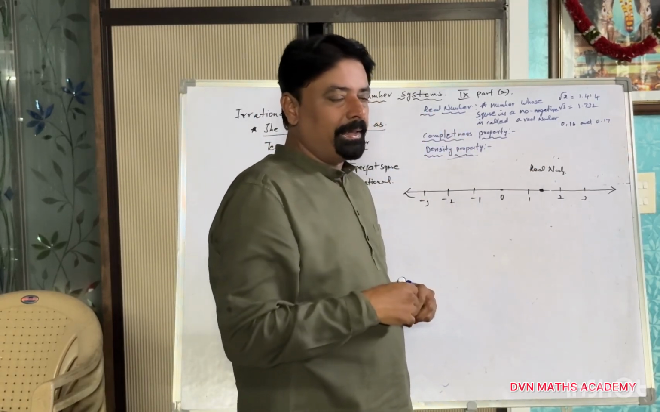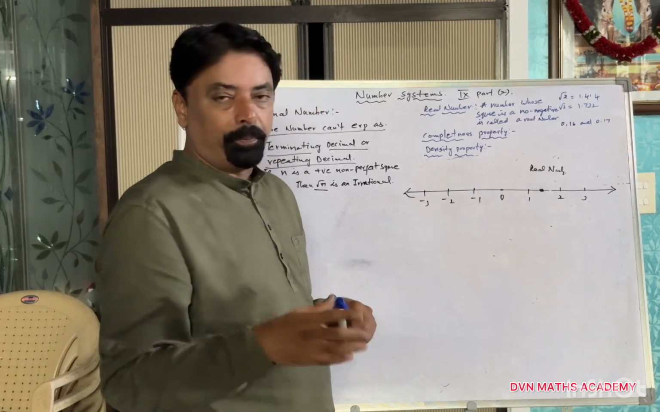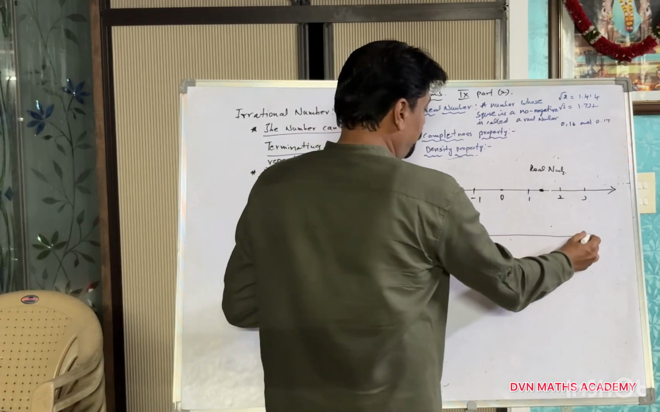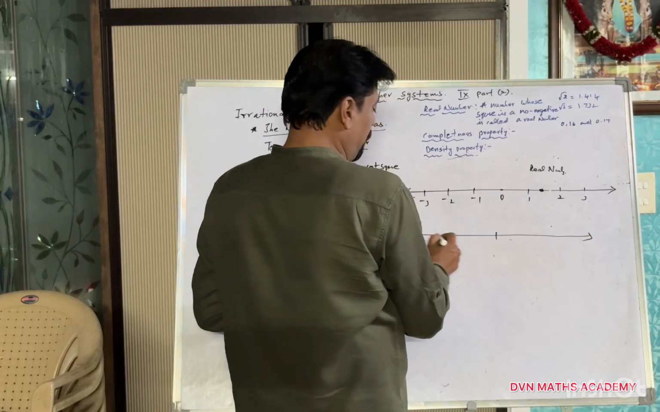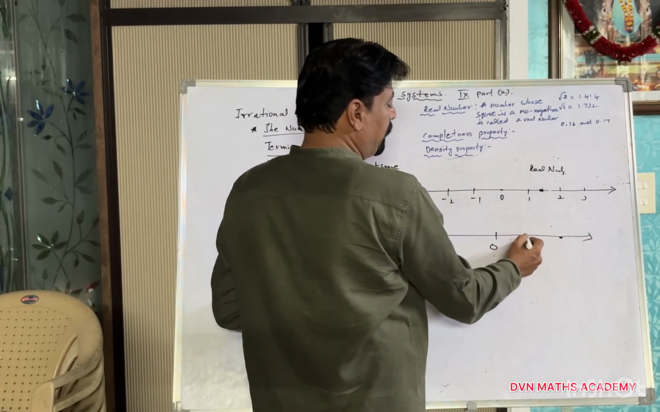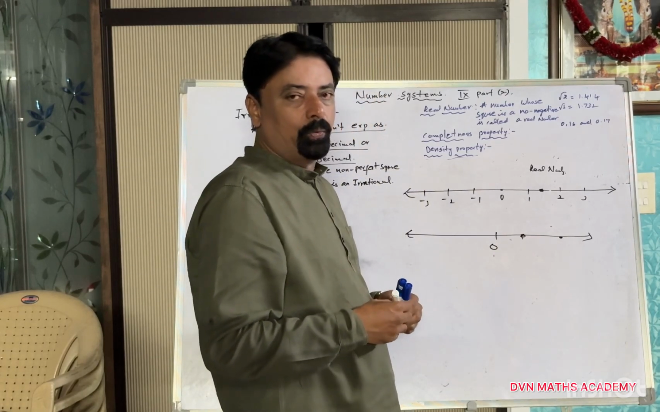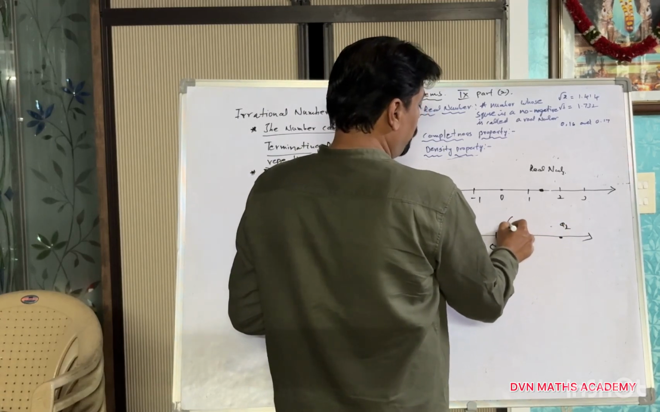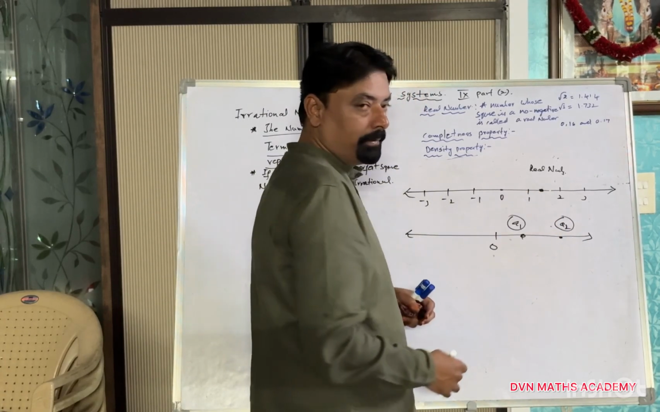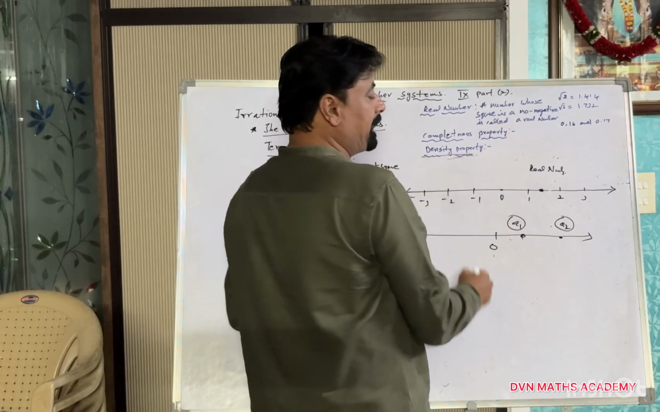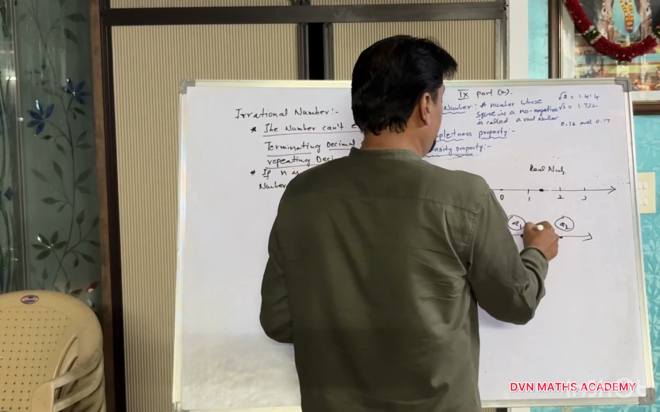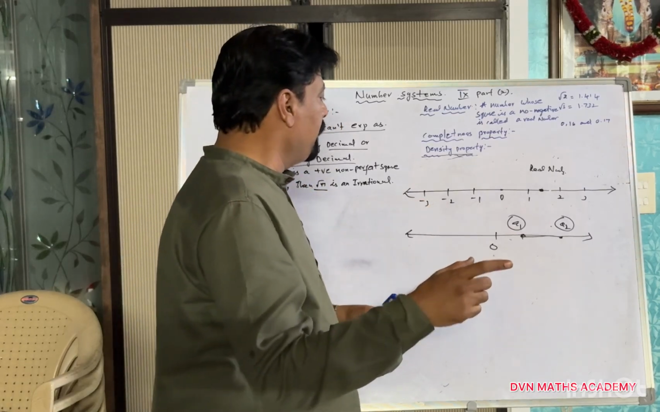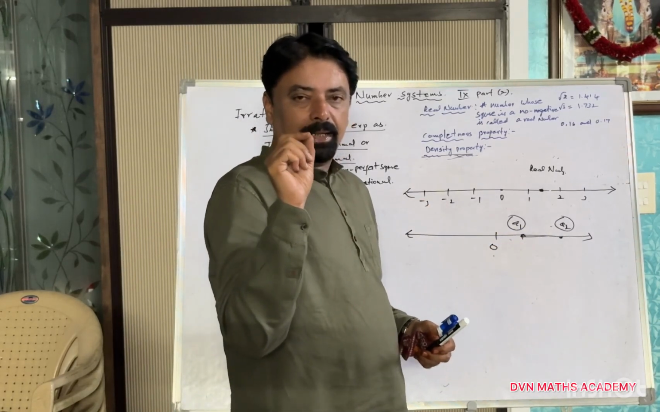Another property is called the density property. What does density property mean? If you take a number line and take any two real numbers on this number line, here say A1 and A2, what is the density property saying? There are infinite real numbers in between two given real numbers.